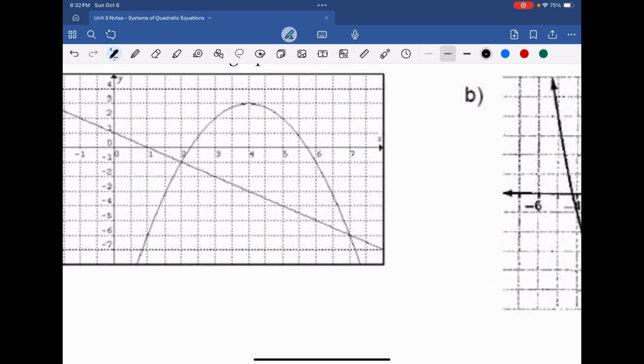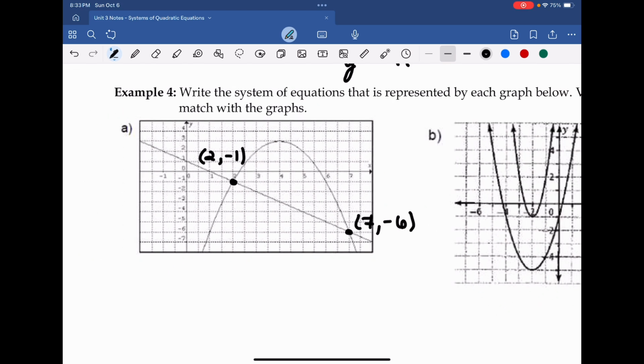First and foremost, I see two solutions that I just want to make sure we point out right away. First solution is right here. This is our crossover point. It occurs at the x value of 2 and the y value of negative 1. The other intersection, I should say, is where it crosses at 7 for x, and in terms of y value, it looks to be negative 6. All right, so accordingly, our equations should give us these solutions.